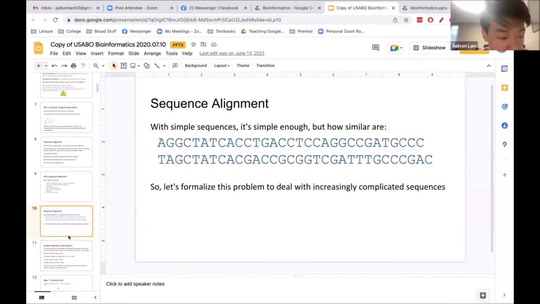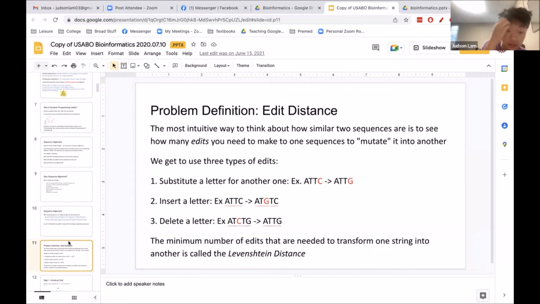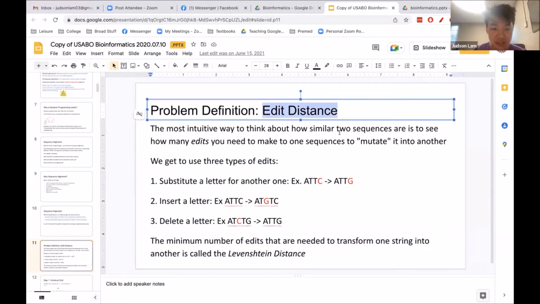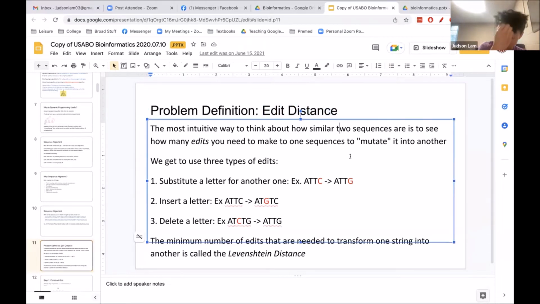So we're going to clarify our problem a little bit more, because we want to first define specifically what the rules of our problem are before we actually do things. Okay. So the problem here is called edit distance. The question is, what's the least number of mutations you need to convert one of the sequences to another? And the mutations we're going to call edits here.